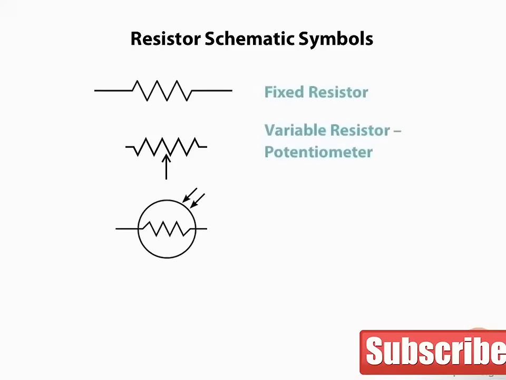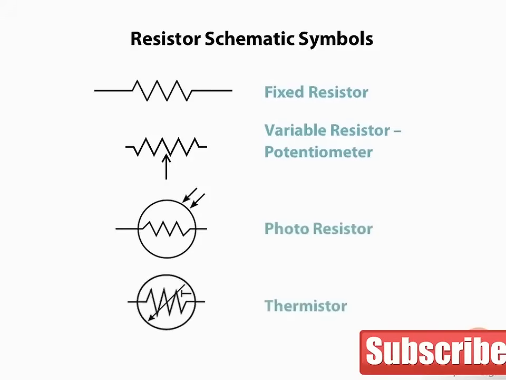The next symbol shows a photoresistor, or a resistor that changes its value with light. Can you guess what this symbol means? It represents a thermistor, which is a resistor that changes its value with temperature.